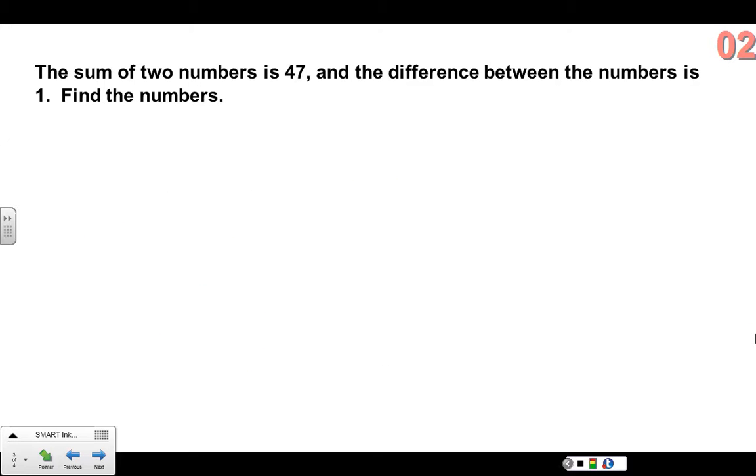Here's an application of a 2 by 2 system of equations that we could use to solve a real life application problem. It says the sum of two numbers is 47. The difference between the numbers is 1. Find the two numbers. So if I just say my system of equations, I'll call one number x and one number y. So x plus y, the sum, adding them together, equals 47. And then the other part of the sentence says the difference between the numbers is 1. So x minus y, we know the difference is the subtraction. x minus y equals 1.